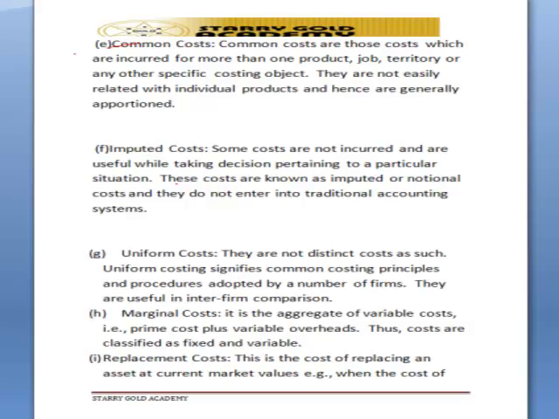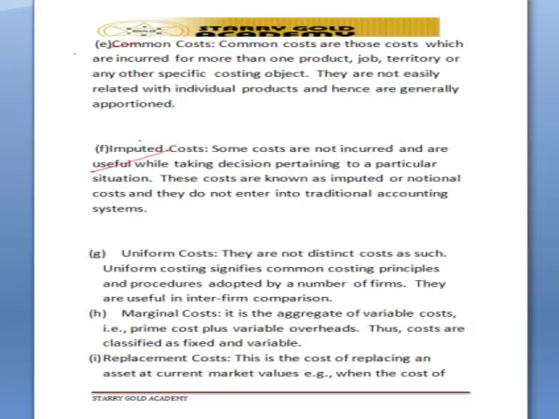So we also have what we call imputed cost. Some costs are not incurred but are useful while taking decisions pertaining to a particular situation. These costs are known as imputed or notional costs, and they do not enter into the traditional accounting system. So we don't take record of them.